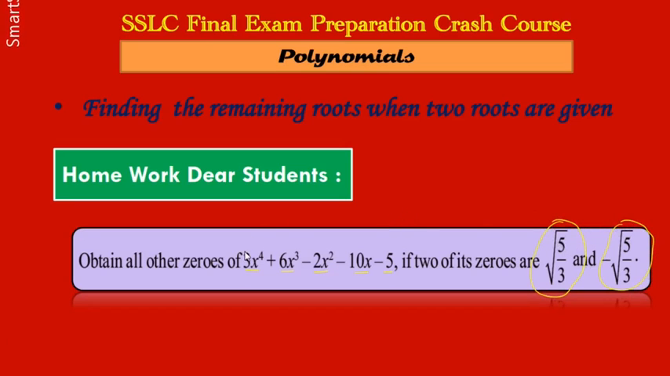It means, student, that it is 3x raised to 4, x raised to 4. So here the power of x is 4. It means it is having 4 zeros. Out of that, 2 zeros are already given, which are here. Now the remaining 2 zeros we have to find out. In this video, we are going to find out the remaining 2 zeros of this given polynomial.